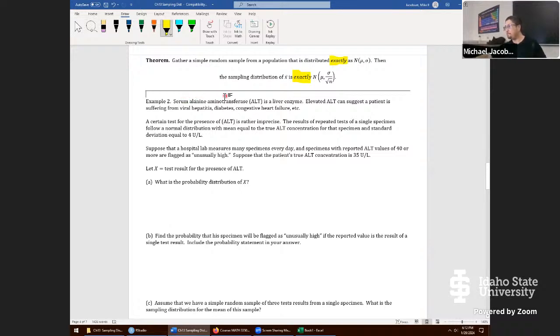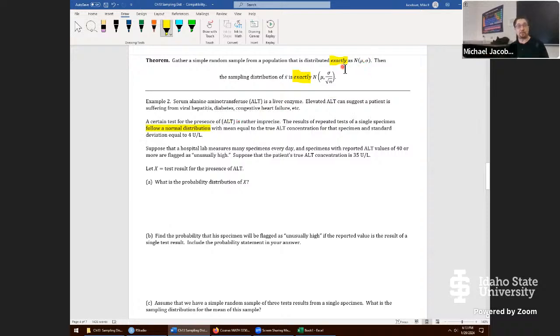It starts off by saying, let me know if I pronounce any of this incorrectly, serum alanine aminotransferase, I'll just call this ALT from now on, is a liver enzyme. And this is why we should care. Elevated ALT can suggest a patient is suffering from viral hepatitis, diabetes, congestive heart failure, and much more. So if you're struggling in some way, that liver enzyme could be elevated potentially. Now it goes on to say, a certain test for the presence of ALT is rather imprecise. The results of repeated tests of a single specimen follow a normal distribution. Let's just trust them on that, but that's what they're saying here.